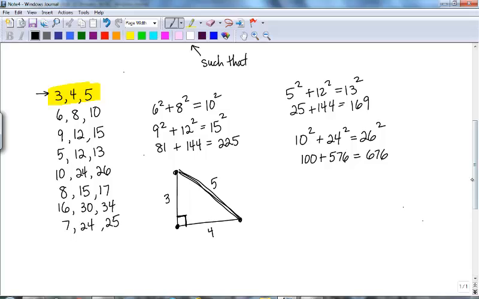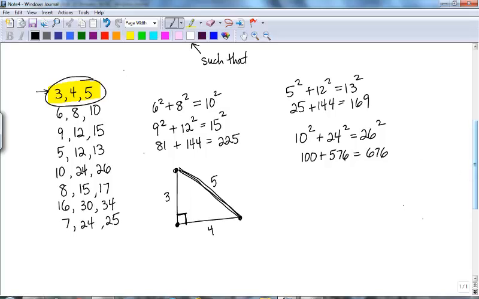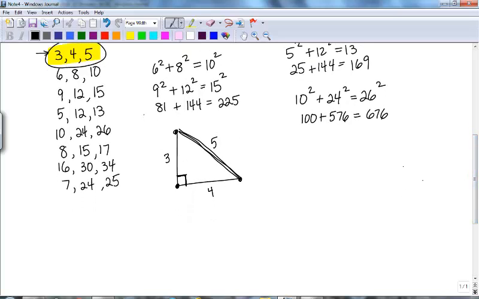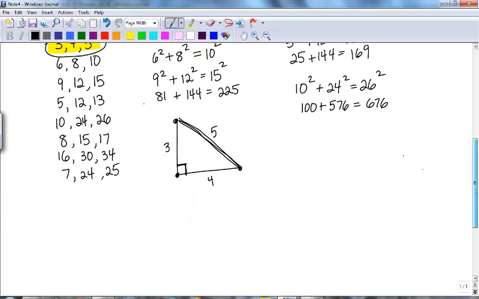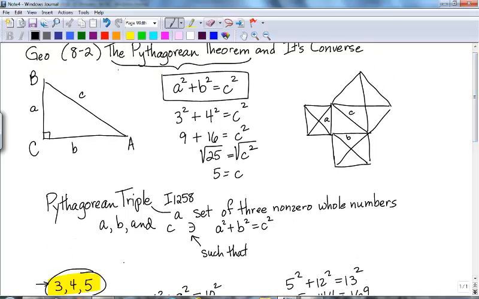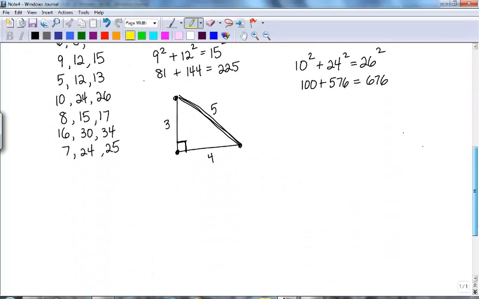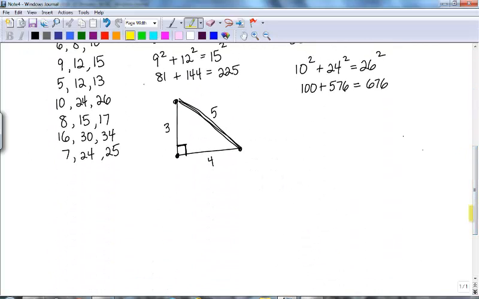Okay, so those are examples of Pythagorean triples, but this is one that you should always recognize, a 3, 4, 5 right triangle. We've talked about the Pythagorean theorem up here. Now the converse of the Pythagorean theorem. The converse, remember, they just interchange the if-then part. So the converse of the Pythagorean theorem.